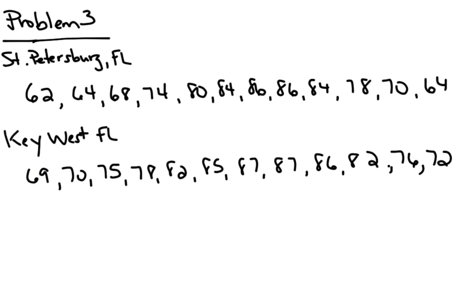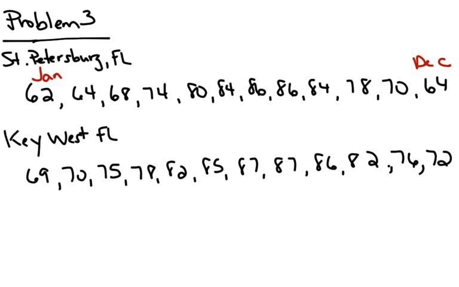In problem 3, I have given you the average monthly water temperatures for St. Petersburg, Florida and Key West, Florida for each month of the year, starting in January and ending in December. So there are 12 sets of data for each location. What I'd like to do is compare the 12-month water temperatures for both of these locations.